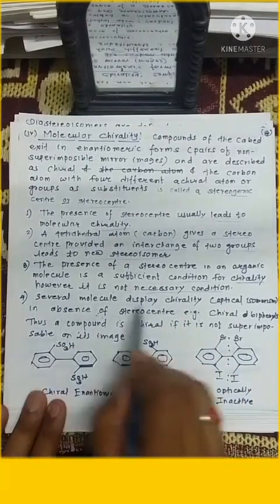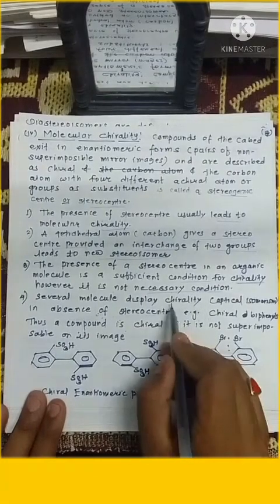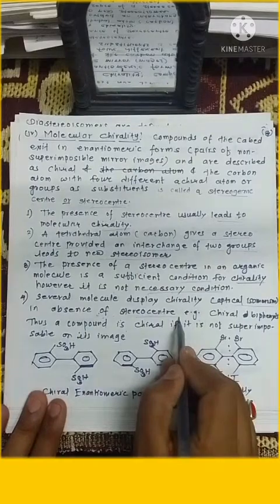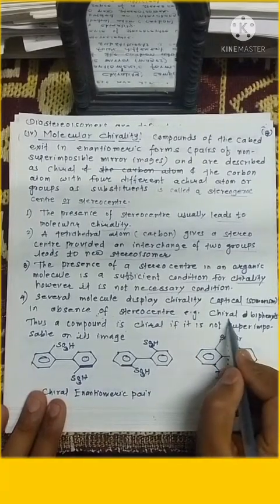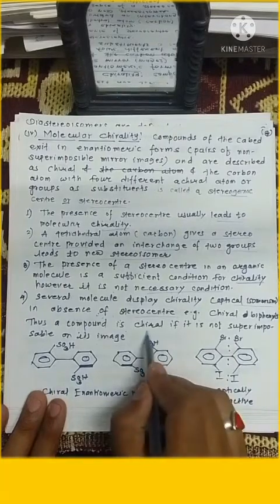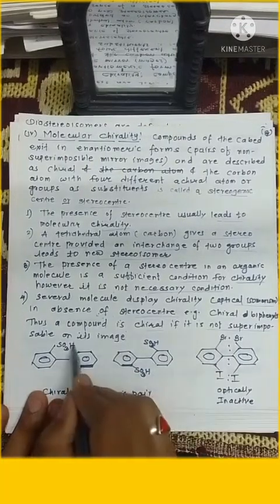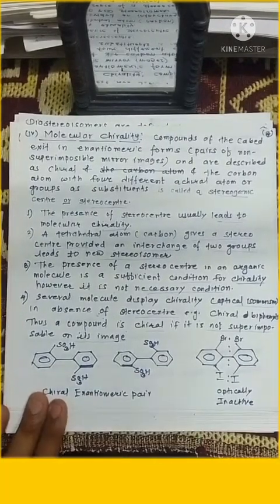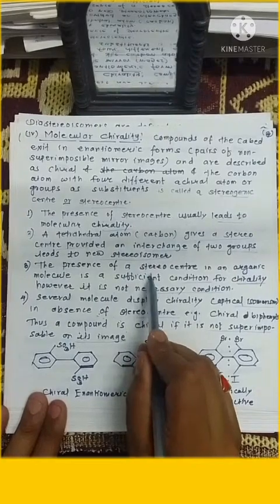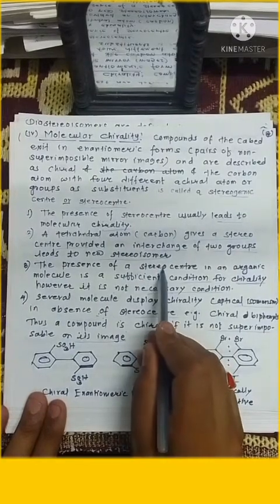Next point is several molecules display chirality, that is optical isomerism, in the absence of a stereocenter, for example chiral biphenyl. Thus a compound is chiral if it is not superimposable on its mirror image. So the minimum condition, or sufficient condition, for chirality is the presence of a stereocenter.